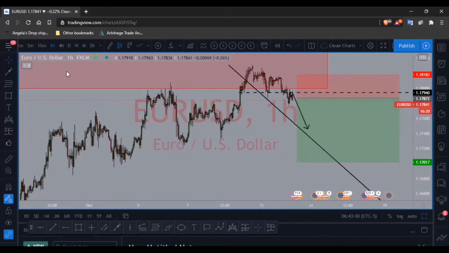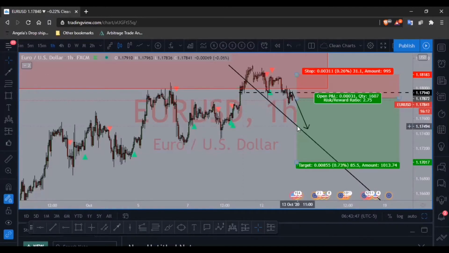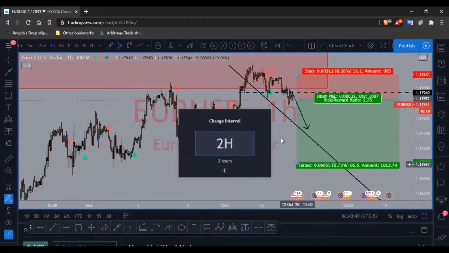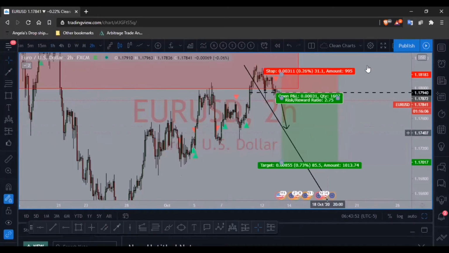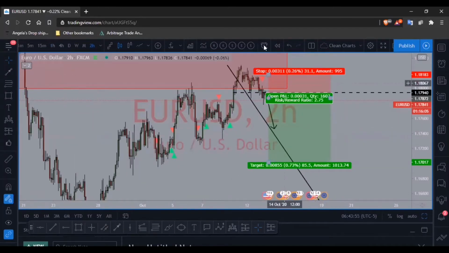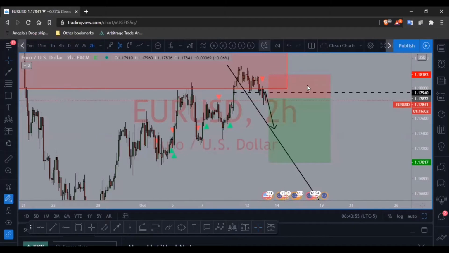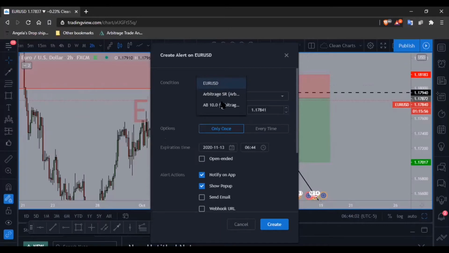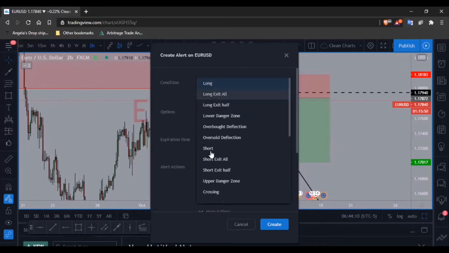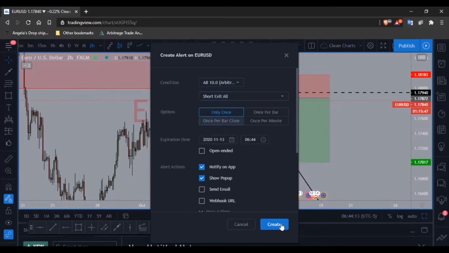So actually, gonna put this on real quick, and then 2 hour. So again, the 2 hour did give the sell right here. I'm gonna set my alert to give me the exit so that we don't even have to risk our full 31 pips. If it tells me like at 10 pips, like, oh, you got to get out, then I'll be like, all right, well, it looks like I'm getting out of here. So short exit all, open once bar close, and then create.